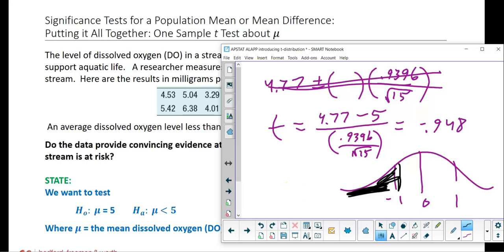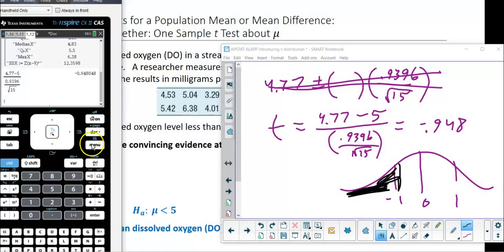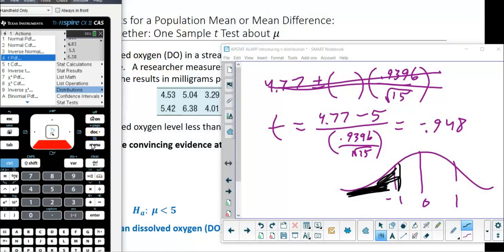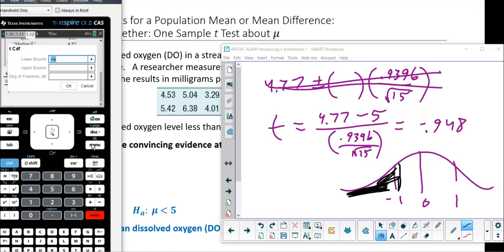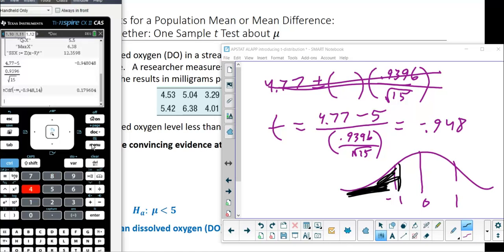So then you could get your calculator out and do, instead of norm CDF, you could do TCDF. So it'll be menu 655. Lower bounds negative infinity, upper bounds the negative 0.948. And degrees of freedom is 14, 15 minus 1. And we get a p-value of 0.1796.